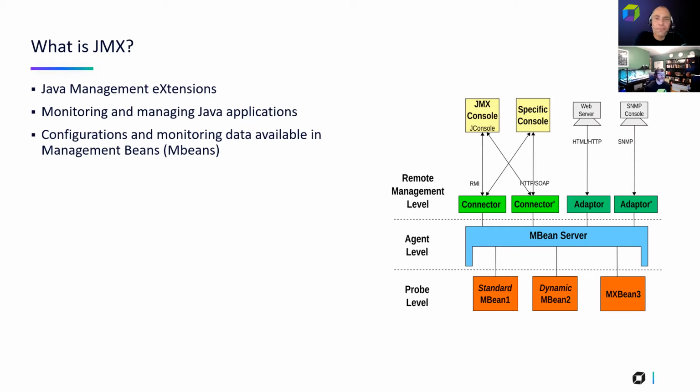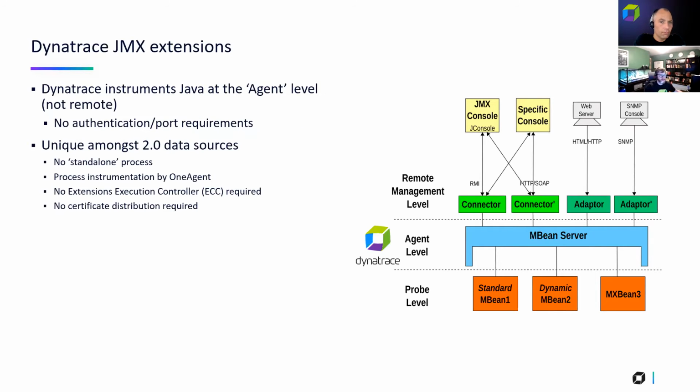Basically what it exposes at the code level is things like configuration, some monitoring data, and sometimes some operations available in what are called management beans. These MBeans are the primary thing that you'll be interested in when you're interacting with them through Dynatrace. Those are what will have the monitoring data that you're trying to extract and pull into Dynatrace. Now there are a few things to be aware of if you have done any non-Dynatrace JMX monitoring.